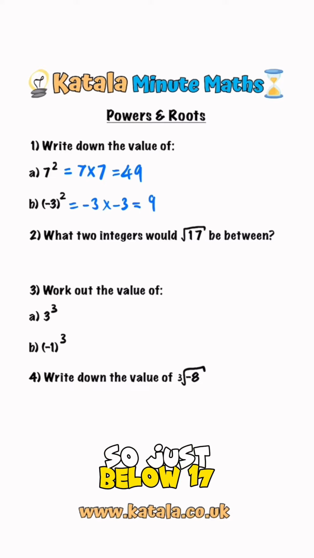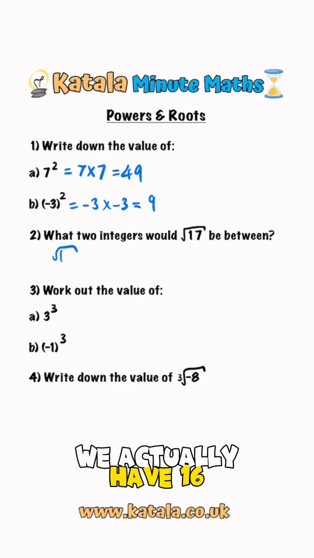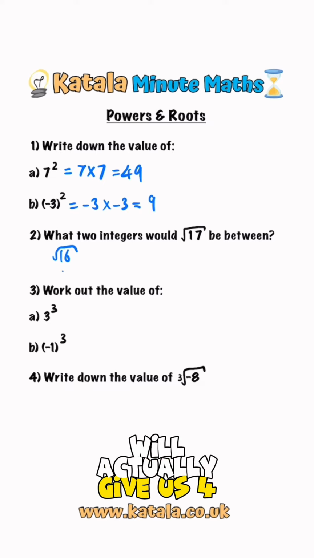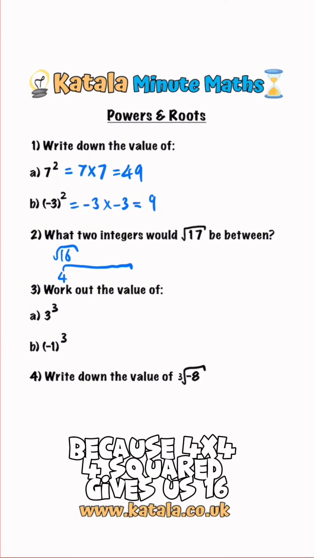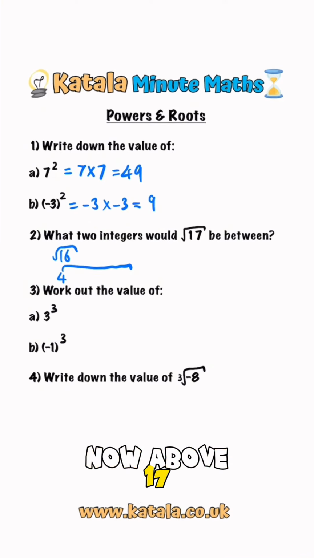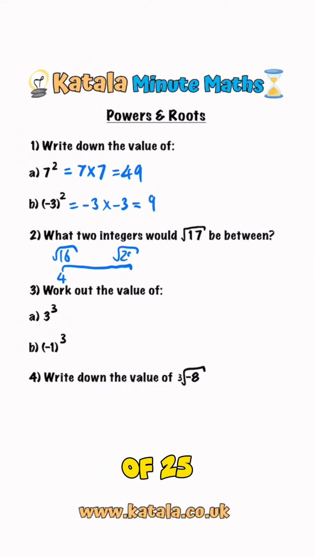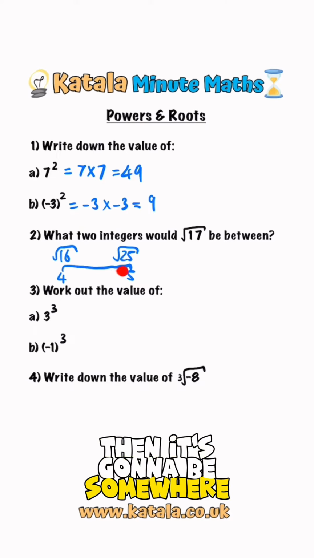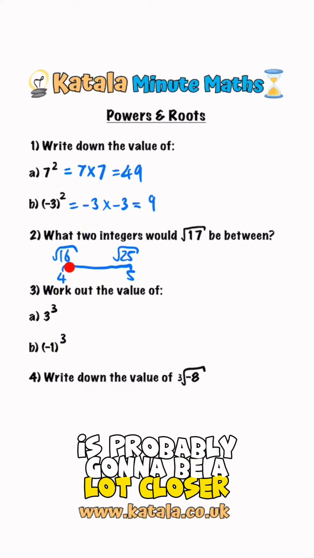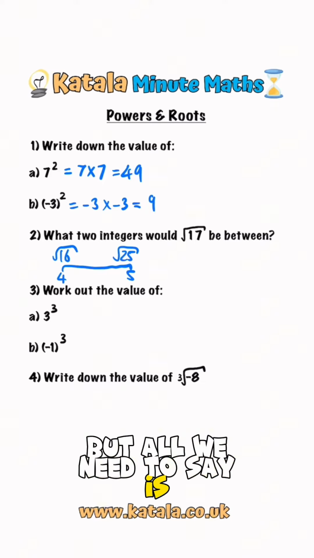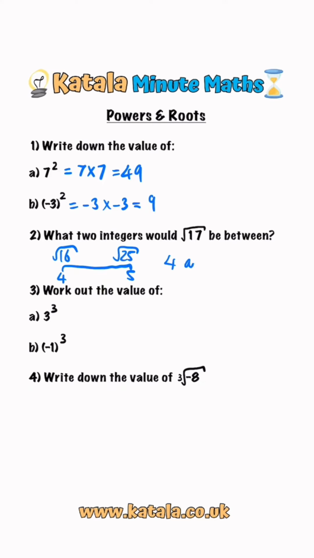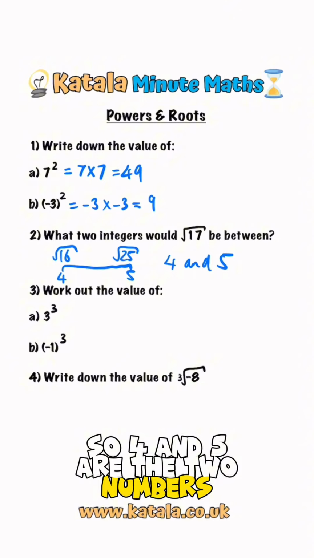So just below 17 we actually have 16. Now the square root of 16 would actually give us 4, because 4 times 4, 4 squared, gives us 16. Now above 17, the next square number above that is 25, because if we take the square root of 25, we get 5. So the square root of 17 then is going to be somewhere between 4 and 5. It's probably going to be a lot closer to 4 than 5, but all we need to say is it's somewhere between those two numbers. So 4 and 5 are the two numbers it's going to be between.